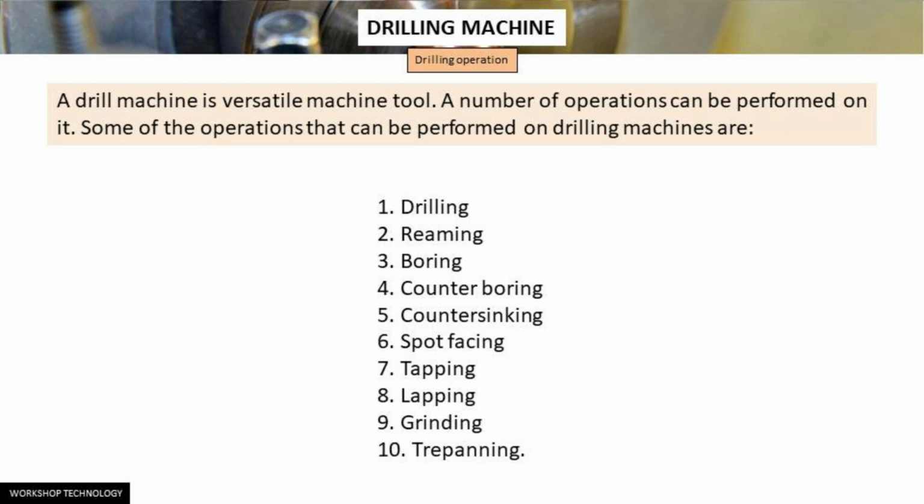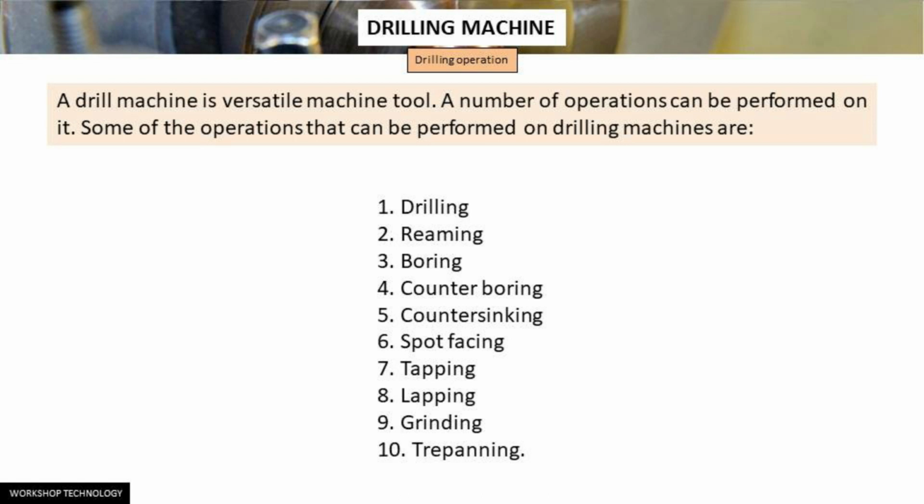A drill machine is a versatile machine tool. A number of operations can be performed on it. Some of the operations that can be performed on a drilling machine are drilling, reaming, boring, counter boring, counter sinking, spot facing, tapping, lapping, grinding and trepanning.